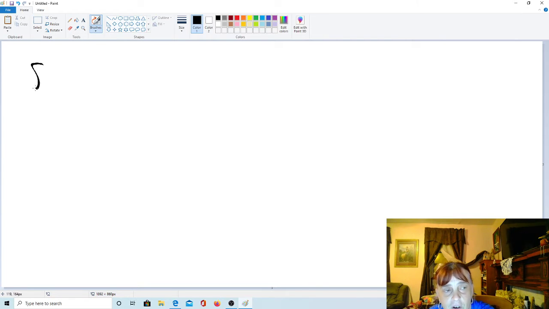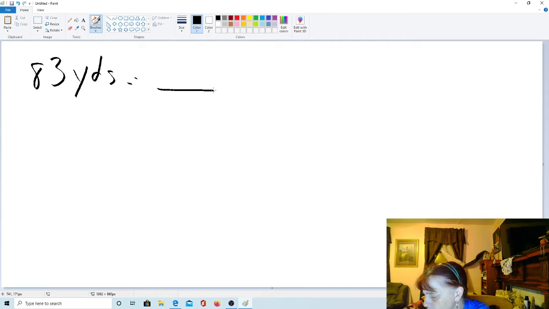And 83 yards is how many meters? The relationship between a yard and a meter, which I don't expect you all to remember these conversions. I'll give them to you on the test.